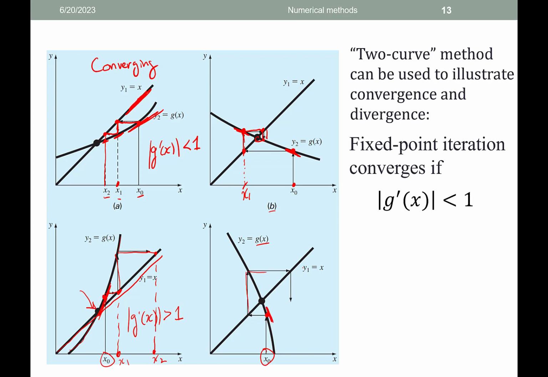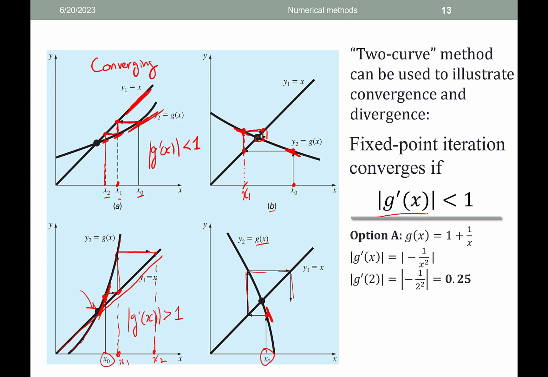So when you're rearranging an equation, one way to check if your method will converge or diverge for this open method is to check the absolute value of the derivative of the function g of x. When we wanted to check the functions that we used in the example earlier, g of x for the first one, option A, is 1 plus 1 over x. The derivative in this case is negative 1 divided by x squared.